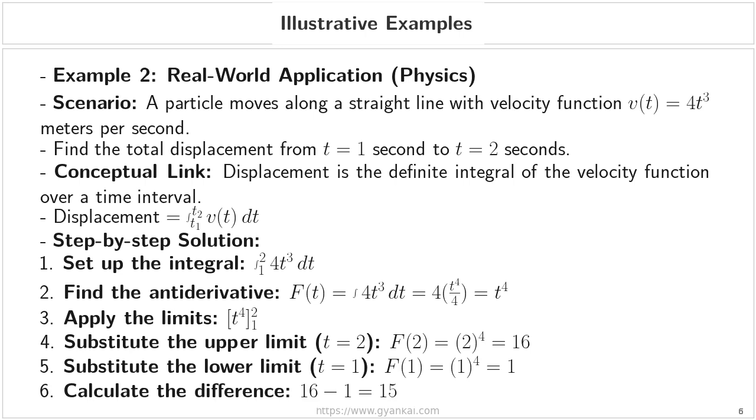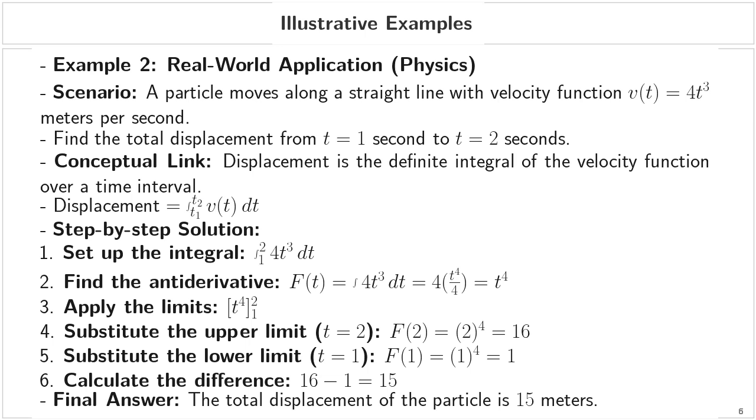Step 6, finally, we calculate the difference between the value of the antiderivative at the upper limit and the value at the lower limit. That is 16 minus 1, which equals 15. Therefore, the final answer is: the total displacement of the particle between 1 and 2 seconds is 15 meters.